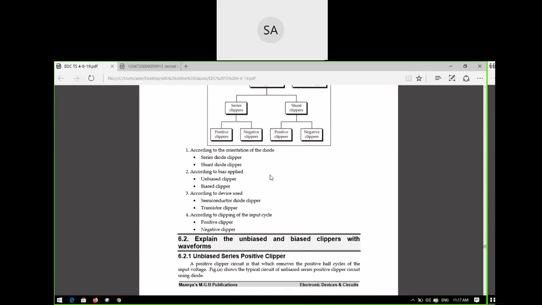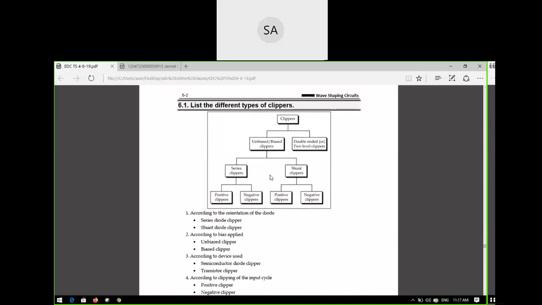Now, according to the bias, there are unbiased and biased. According to the device used, semiconductor clipper or transistor clipper. According to the clipping input cycle, it may be a positive clipper or a negative clipper. According to device, we have only diode clippers. We are not having any transistor clippers. Only diode clippers here.